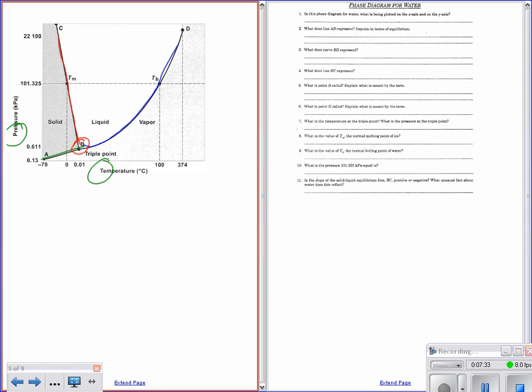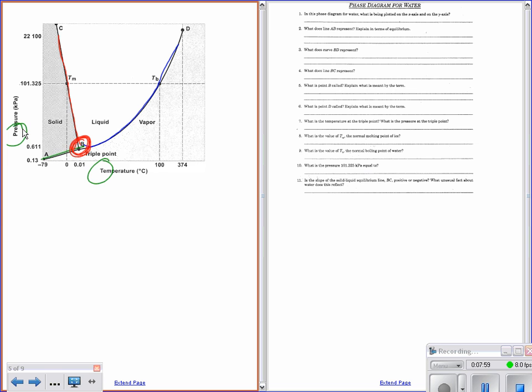So what about right here at this point, point B? What phase do you have right there? All three of them. That's why it's called the triple point. So number 5, what is point B called? It's called the triple point. It's just when you have all three phases existing simultaneously, all three phases existing at the same point. They exist in equilibrium.